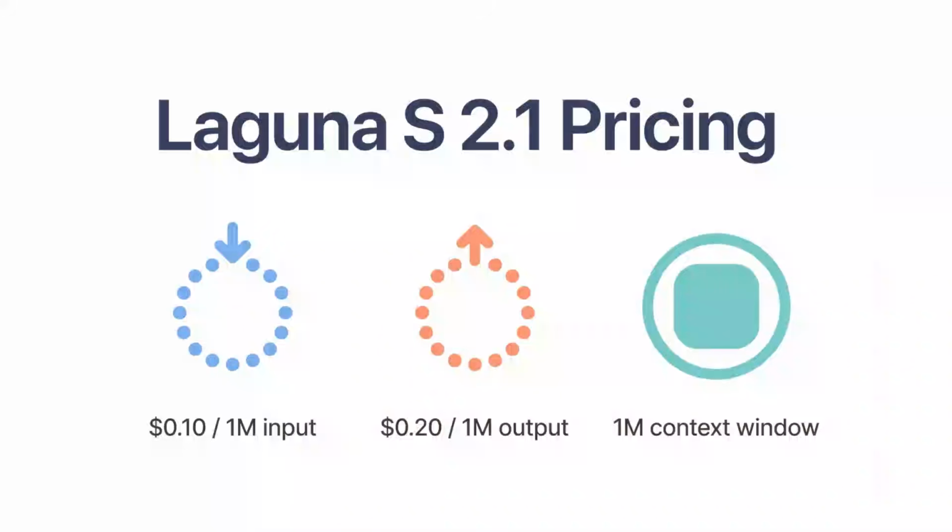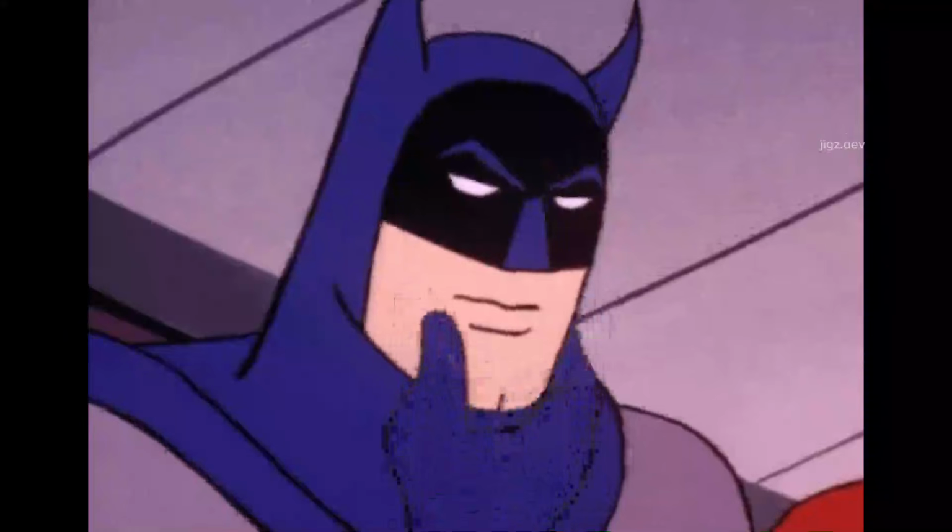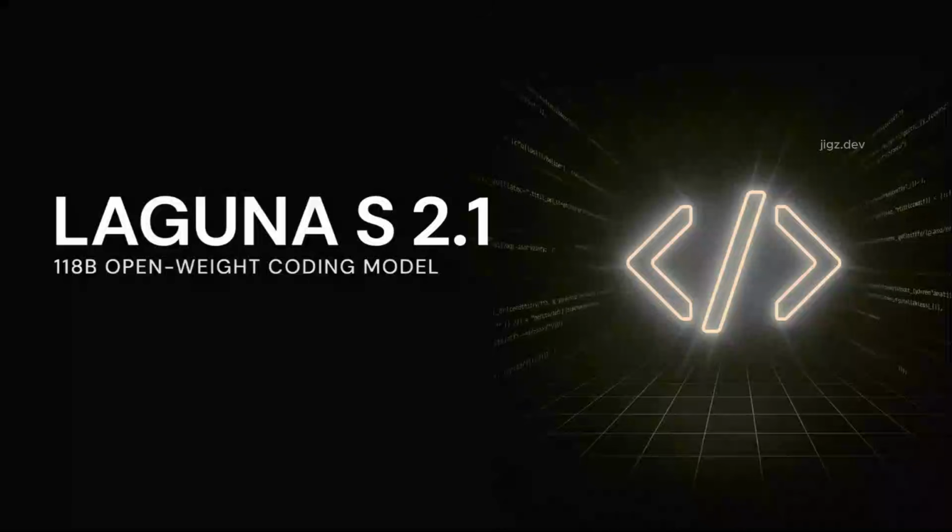If you're using the paid API, Laguna S 2.1 is priced at $0.10 per million input tokens and $0.2 per million output tokens with a 1 million token context window. That's genuinely cheap for a model this capable. So that's Laguna S 2.1, a smaller, more efficient open weight model that's holding its own against much bigger names, and one of the first real signs of Western labs pushing back in the open weight space.